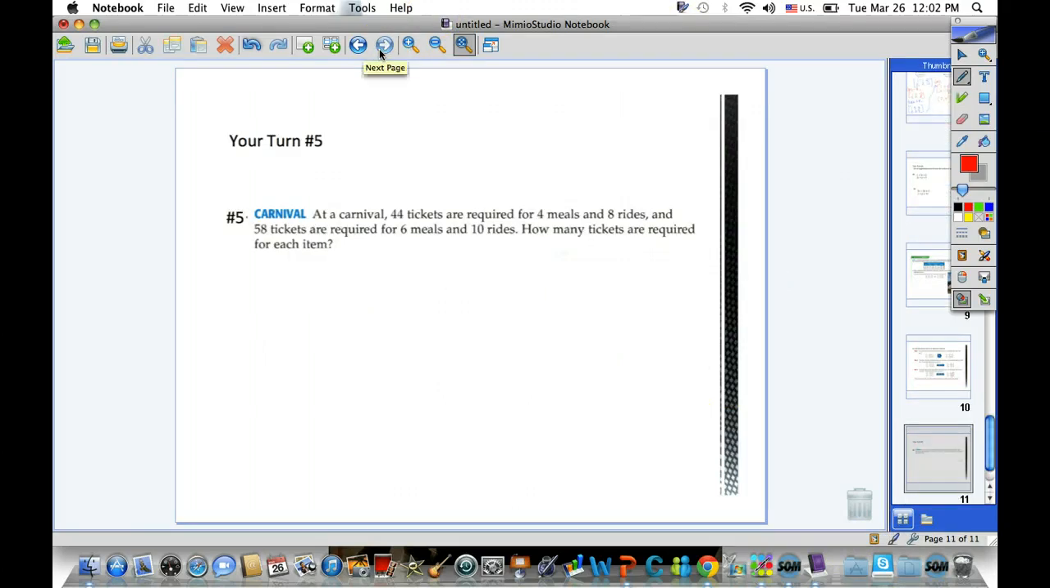Go ahead and do your turn number 5. Here's the carnival situation. Go ahead and put these numbers into a nice augmented matrix, then solve for your x and y.